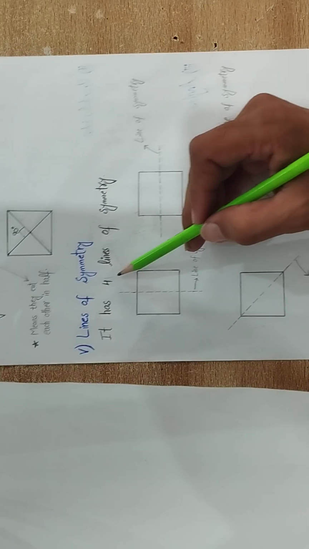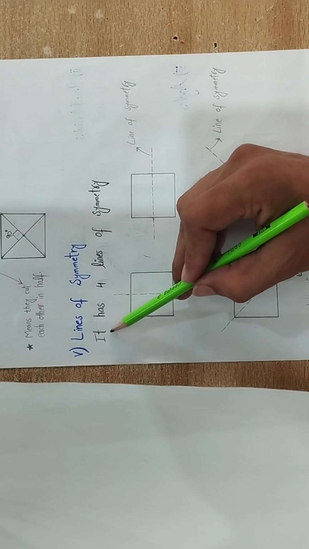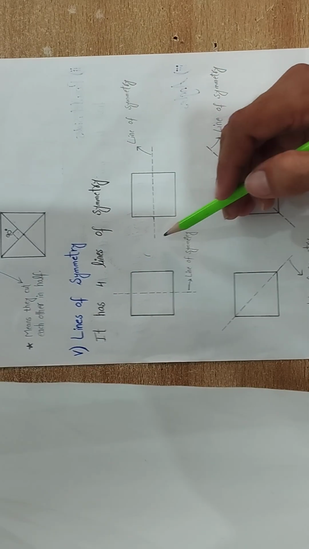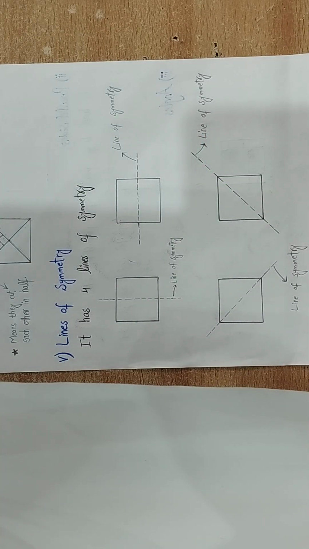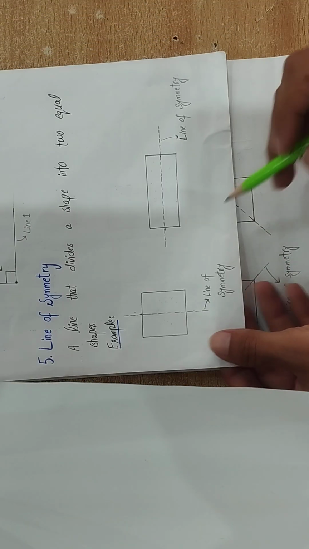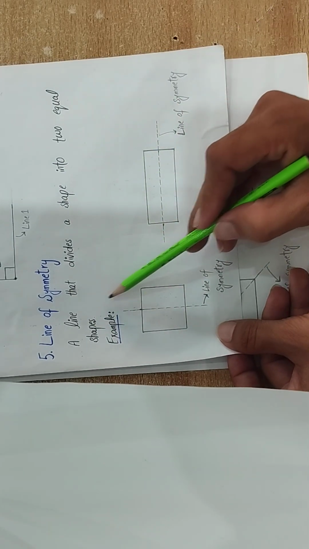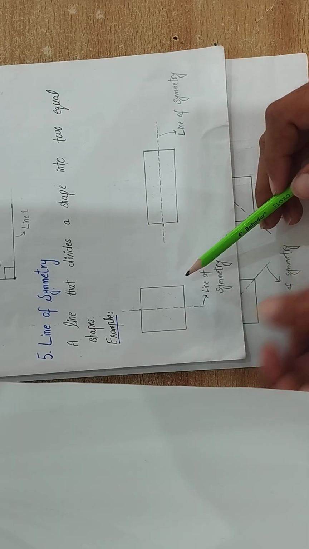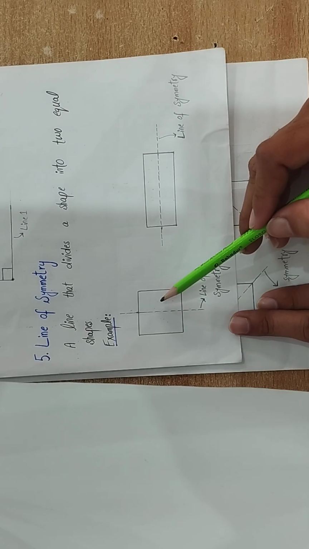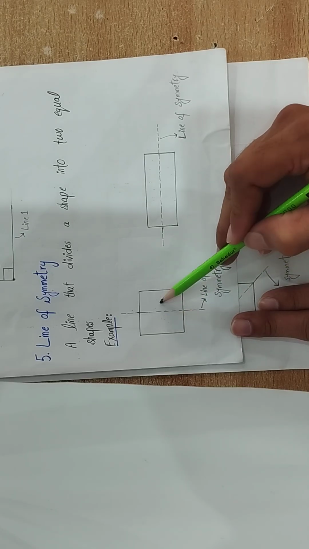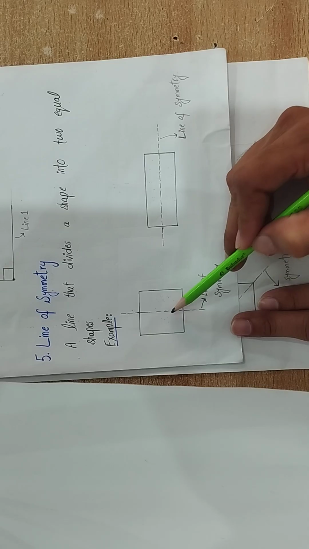How many lines of symmetry does a square have? A square has 4 lines of symmetry. Now we have studied the definition of line of symmetry in this lesson, and that definition was: the line which divides the shape into two exactly equal parts. Those two parts must look like mirror images of each other. This line is dividing this square into two equal parts, so this one is a line of symmetry.